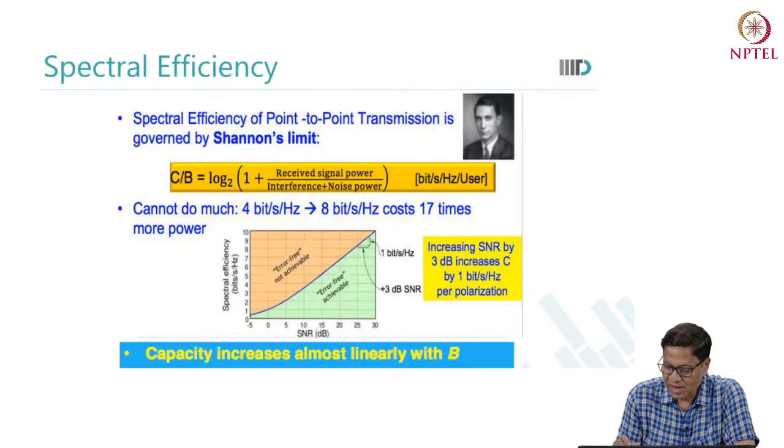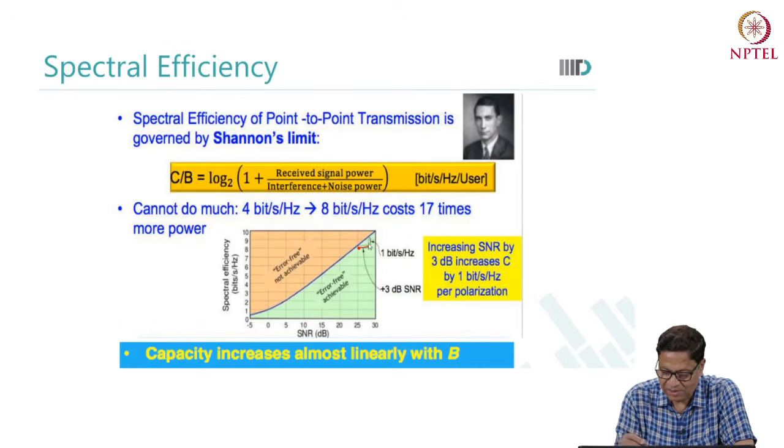So, in this example, this graph is plotted between SNR and spectral efficiency. So if you see here, if you increase the SNR by 3 dB, then you get an increase of 1 bit per second per hertz per polarization. So signal power increasing, that is not a solution, and bandwidth is limited. So there's not much scope for increasing the spectral efficiency.